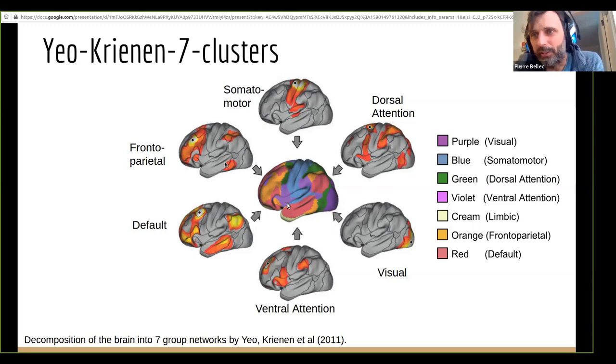Frontoparietal, the dorsal attentional is frontoparietal. So they're both frontoparietal. So what he calls the frontoparietal here, or maybe what I call frontoparietal here when I read that slide, is... I'm just checking whether I messed up his own terminology. Orange is frontoparietal, so that's straight from the paper.